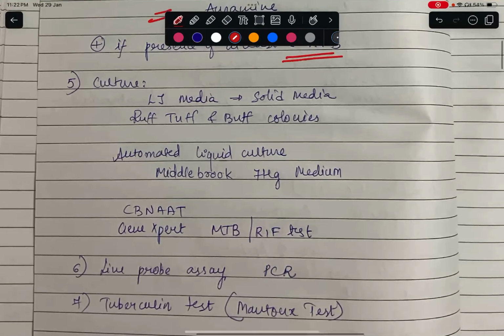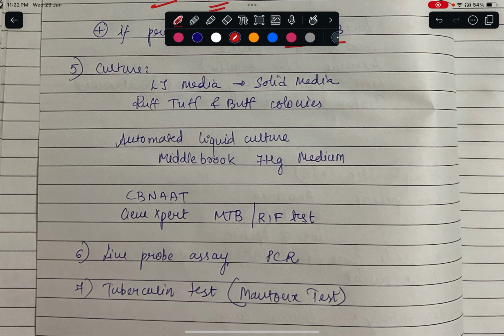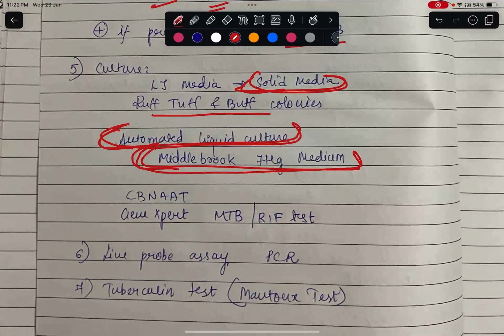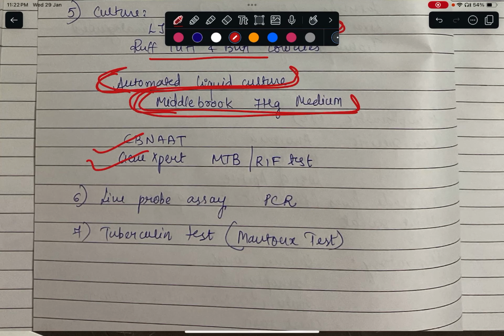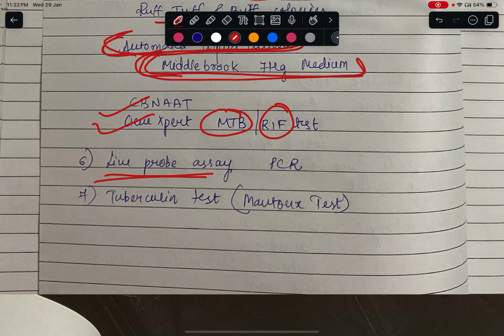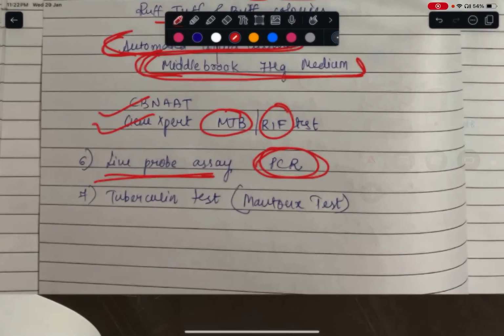Now culture. Solid media culture is Lowenstein-Jensen media, with rough colonies. Then you can have automated liquid culture, which is Middlebrook 7H9 media. CBNAAT, GeneXpert, MTB/RIF. Then line probe assay. You will do PCR. And you will do the tuberculin test, that is the Mantoux test.